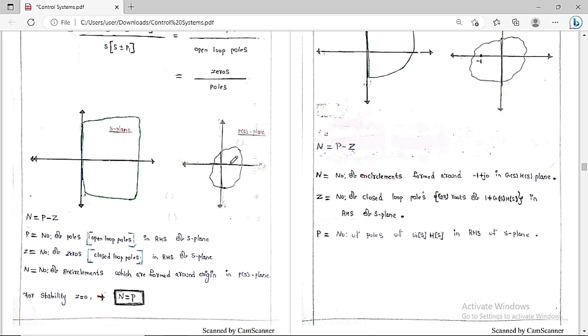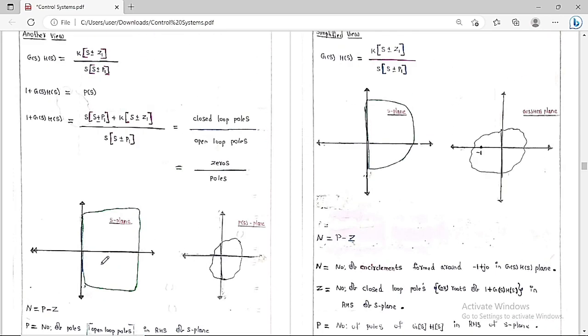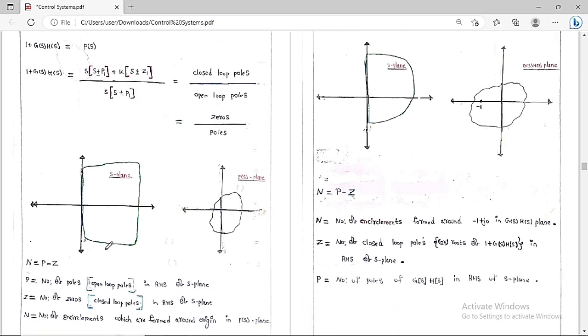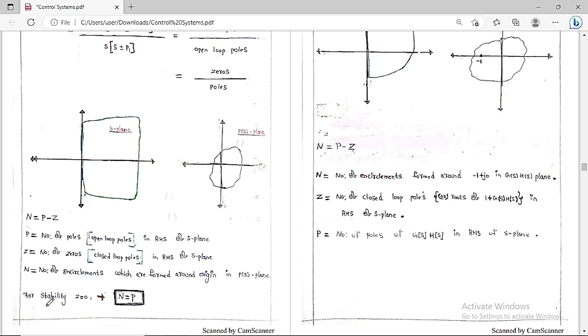Now I already told you what we must have for stability. For stability, there should be no closed loop poles in the right half of the S plane, then only the system is said to be stable. So Z, the number of closed loop poles in the right half of the S plane, should be equal to 0. Therefore, if we substitute Z equal to 0, we get N is equal to P. So this is the condition for stability.